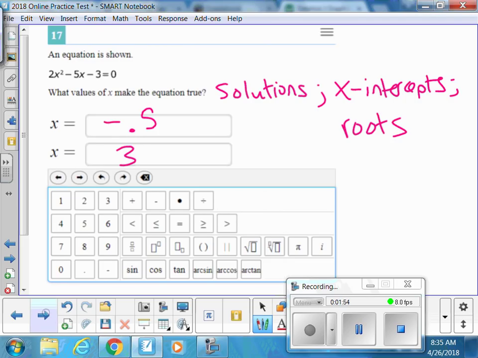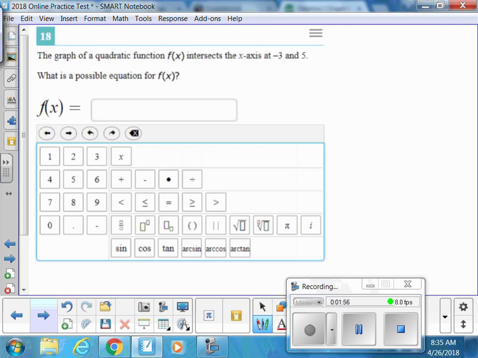All right. 18. We would like to make an equation of a quadratic function that would have solutions at negative 3 and 5. So I actually just thought to myself, what binomials would have solutions of negative 3 and 5? The binomial x plus 3 would have a solution of negative 3, because negative 3 plugged in for x would make it 0. And then x minus 5 would be a binomial that would have a solution of 5. And I'm going to prove that to you by graphing it in Desmos and showing you those solutions.